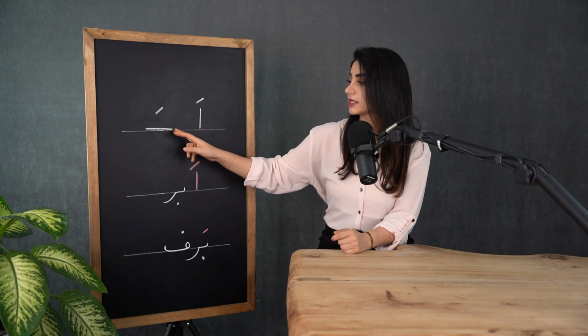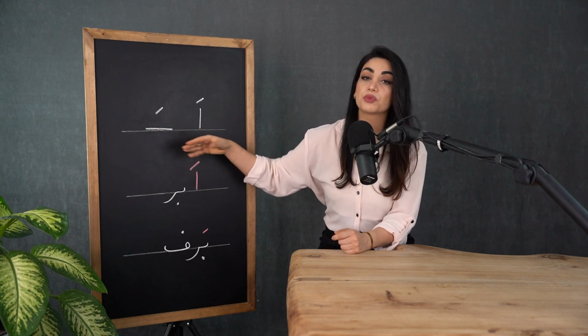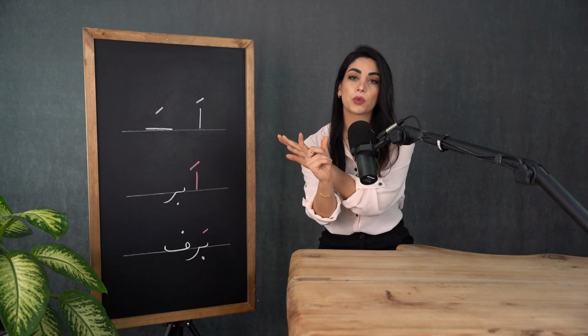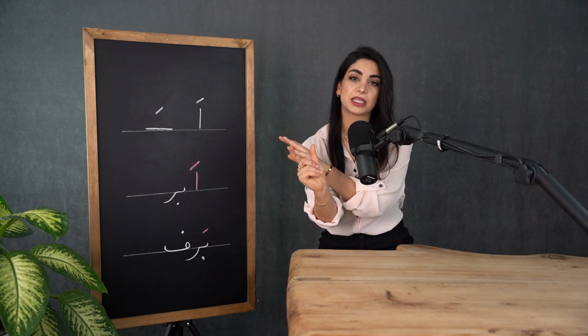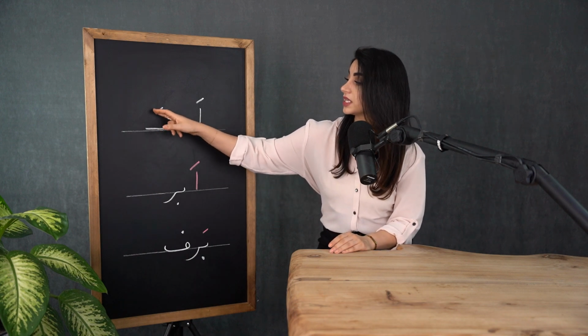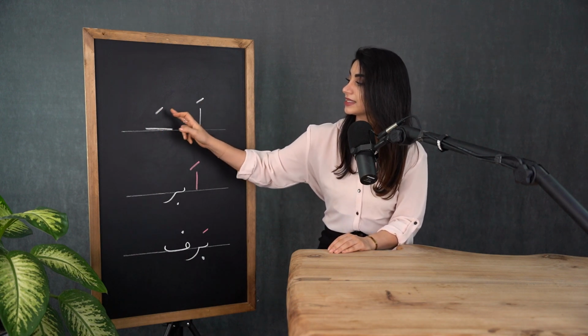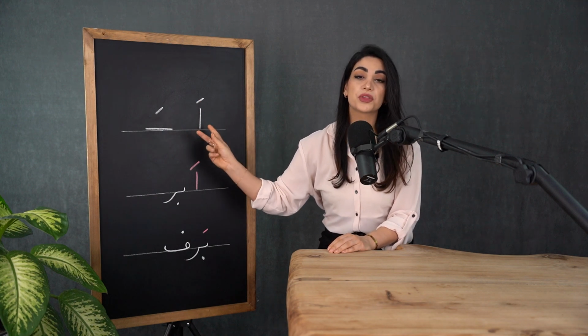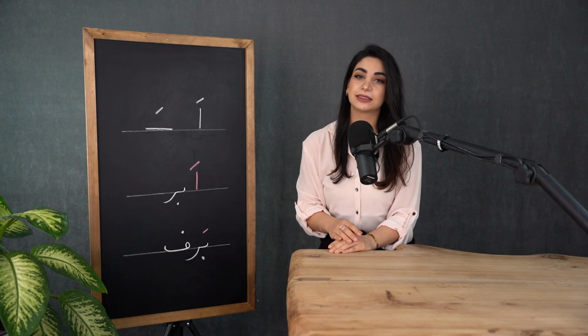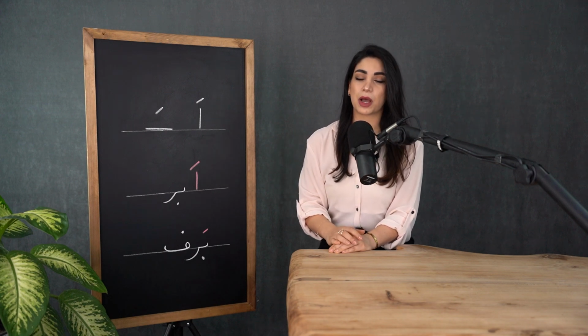What about this one? It doesn't have this line, so it's nothing. This part is again the same as this. Both of them are A. It's the second vowel.